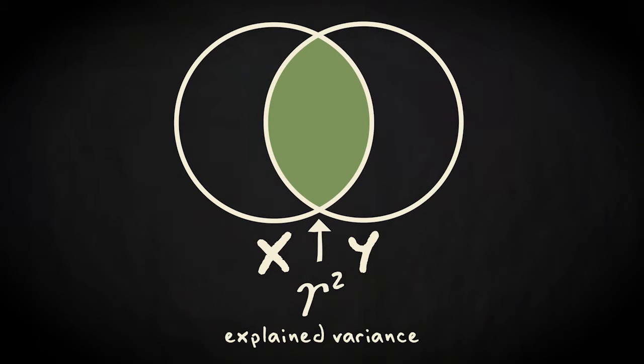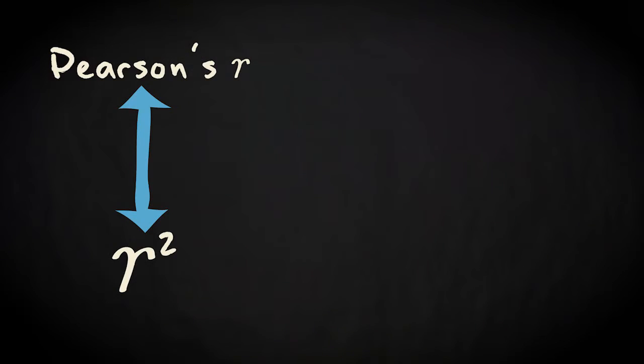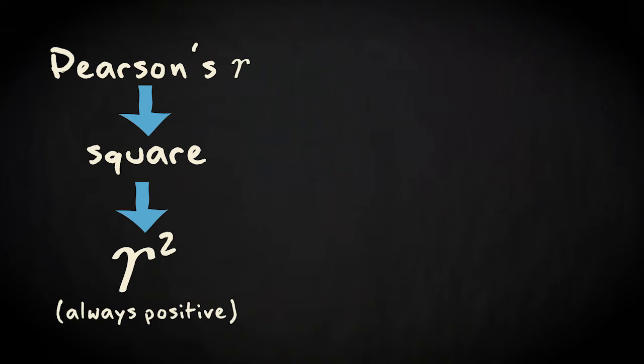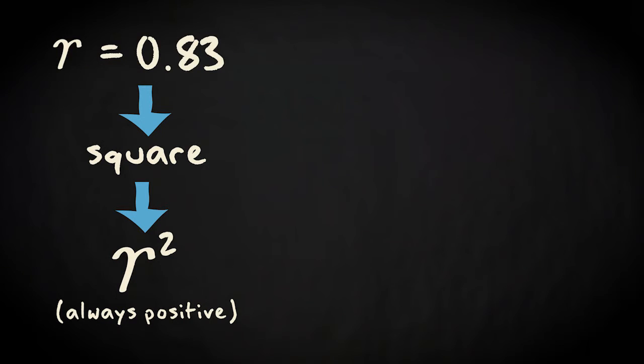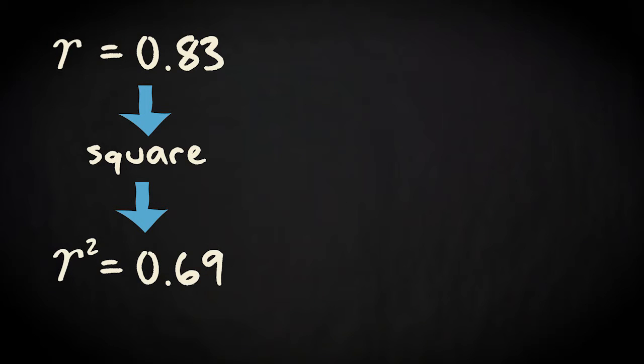One important thing you need to know about R-squared is that it is closely related to Pearson's R. In fact, R-squared is, and the name already suggests that, nothing more than Pearson's R squared. That is also the way to compute it. Once you have computed your Pearson's R, you only need to square this number to obtain R-squared. This means that R-squared is always a positive number. After all, if you square a value, this outcome can never be negative. In our case, Pearson's R equals 0.83. When you square that value, you get an R-squared of 0.69.